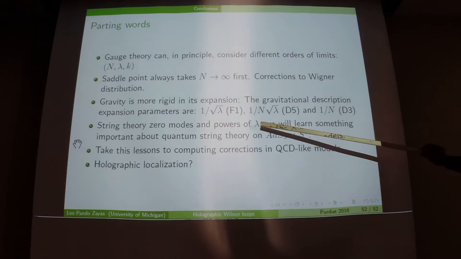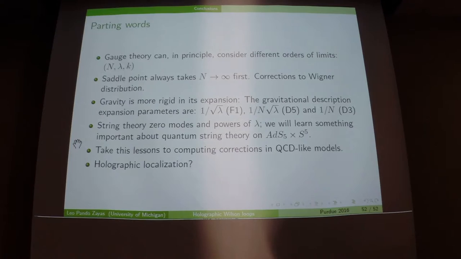So there's this argument about string theory zero modes and powers of lambda. We are seeing that this is not as naive as we originally thought, because by looking at N=4, AdS5×S5 or AdS4×CP3, we see that the coefficients are different. So it cannot be that it comes from some universal sector in string theory. More generally, of course, it would be nice to take some of our conclusions here about these corrections that are appearing.